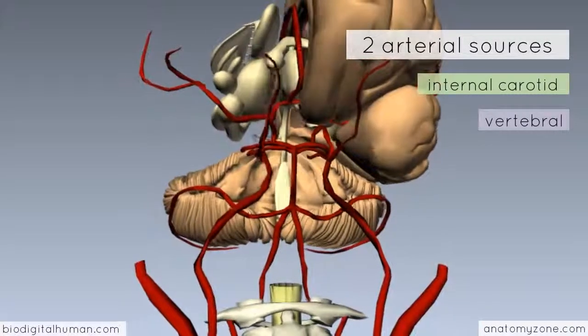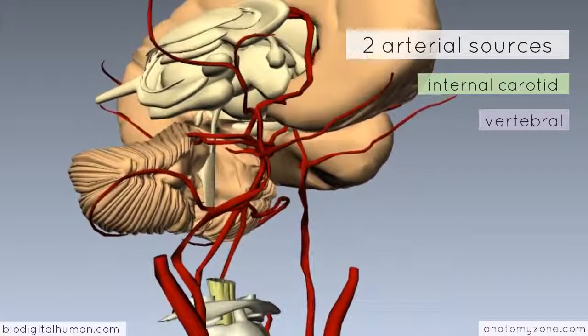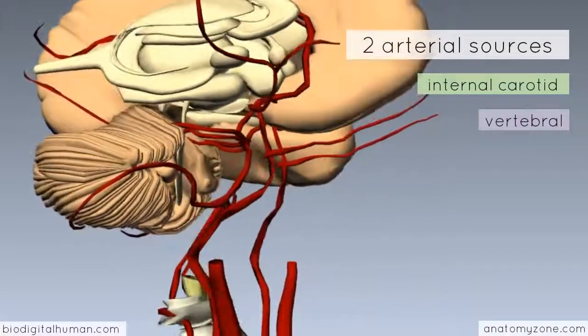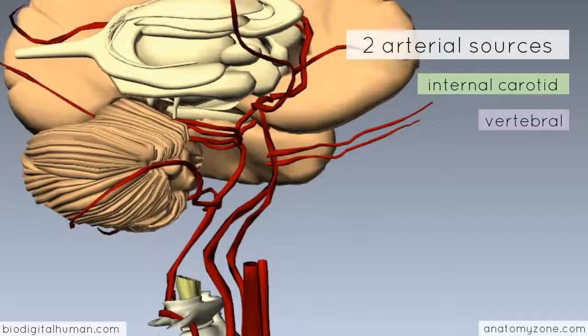So just rotating the model around to the lateral view, you can see the vertebral arteries here coming up to supply the posterior aspect of the circle of Willis, and you can see the internal carotid arteries here running up to join into the arterial circle of Willis.